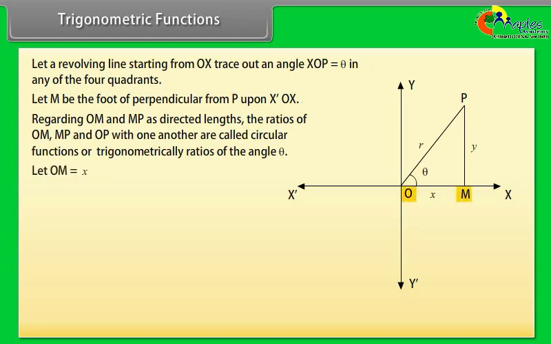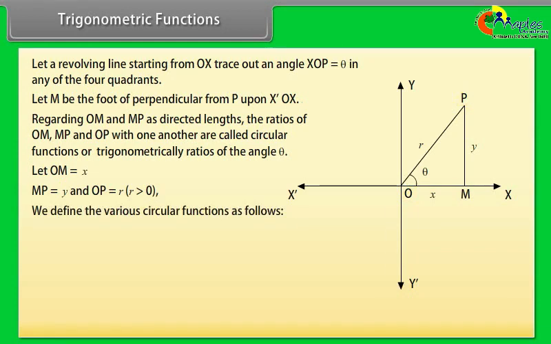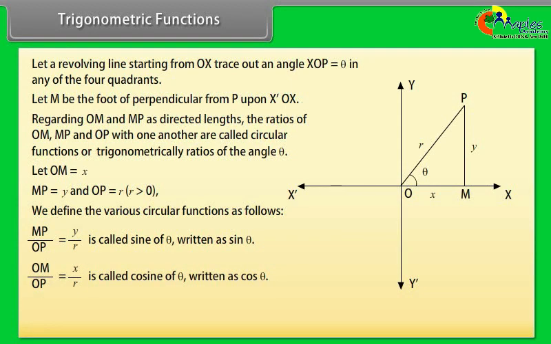Let OM equal x, MP equal y and OP equal r, where r is greater than 0. We define the various circular functions as follows. MP by OP equals y by r is called sine of theta, written as sin theta. OM by OP equals x by r is called cosine of theta, written as cos theta.